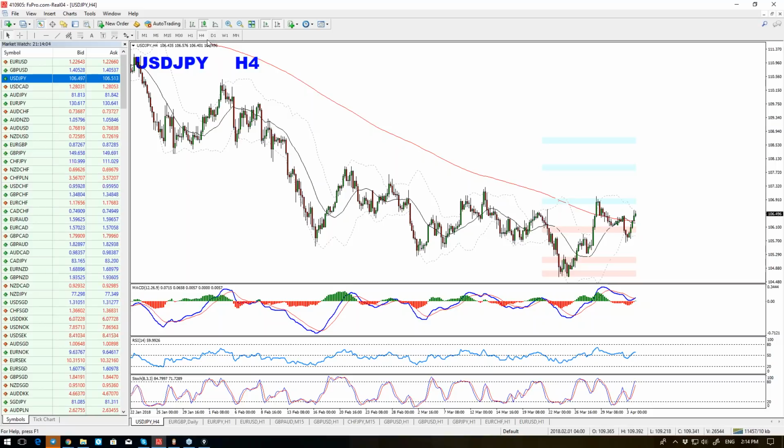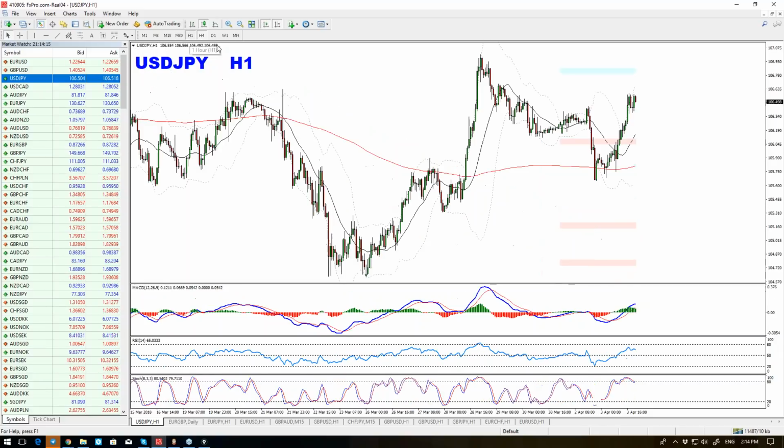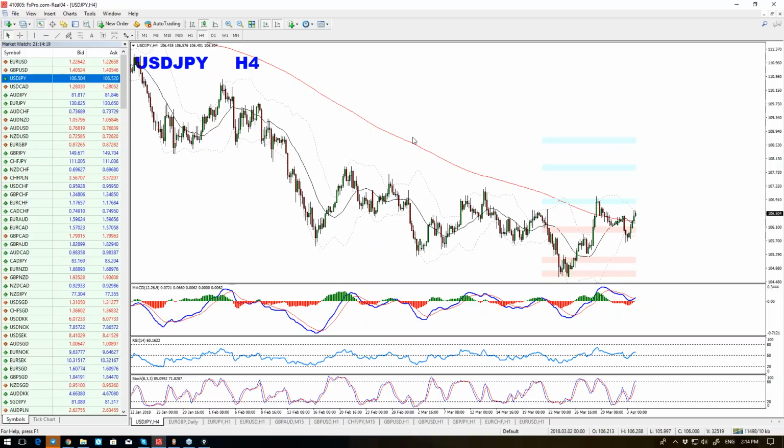So for the dollar yen, we are bullish and we are looking for setups to buy. Currently, there are none. Not on the 4-hour, not on the 1-hour. Still nothing to do in that place.